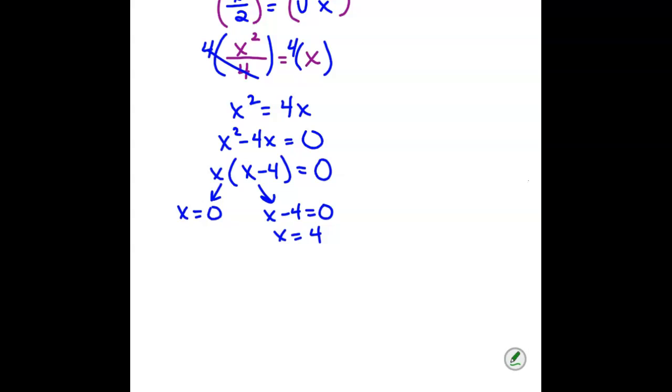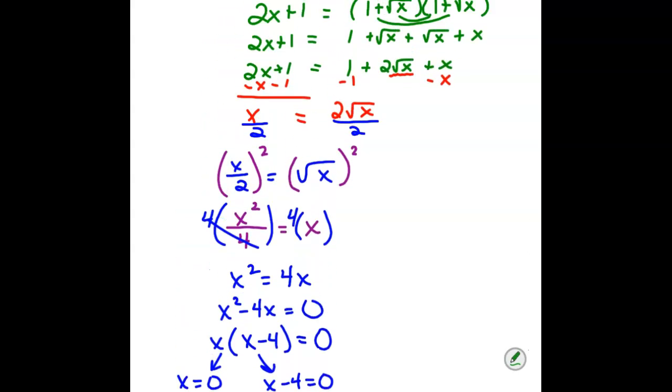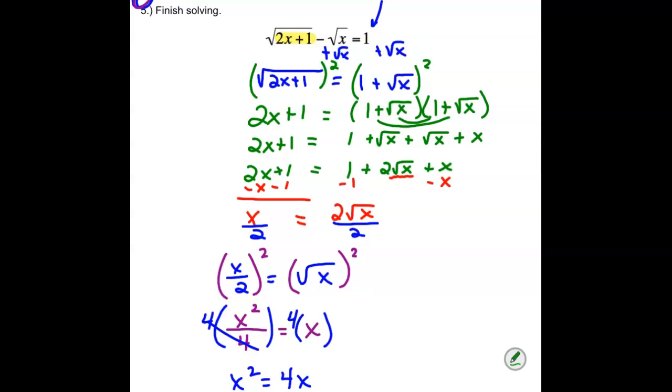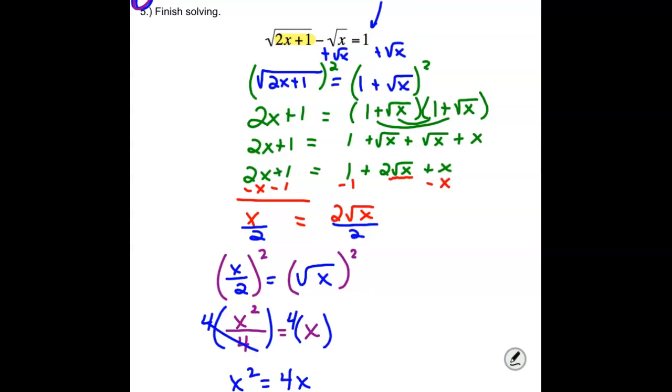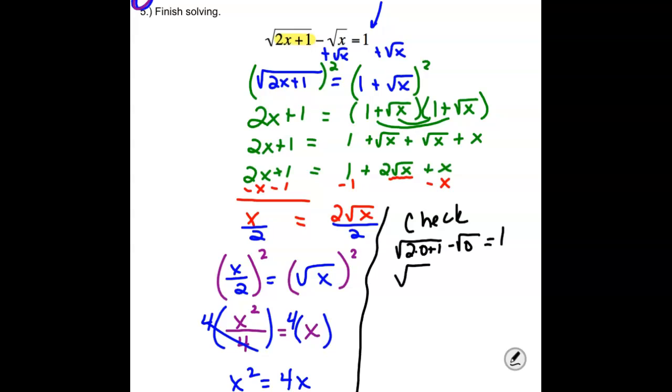We are going to have to check those. All right, so we have to go back to our original equation. All right, let's check the 0. We've got the square root of 2 times 0 plus 1 minus the square root of 0 is supposed to equal a 1. 2 times 0 is 0, plus 1 is 1. The square root of 1 is 1. So this one does work.